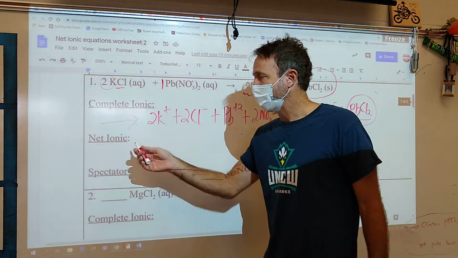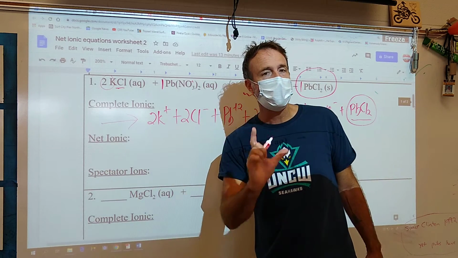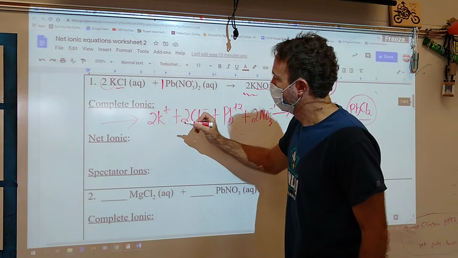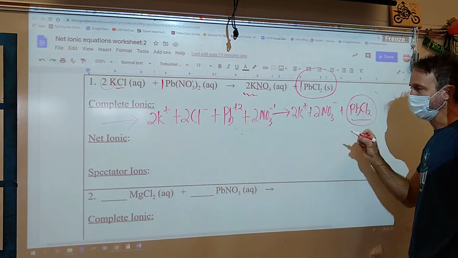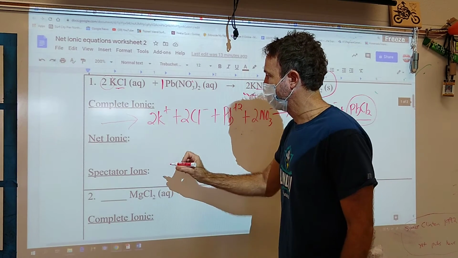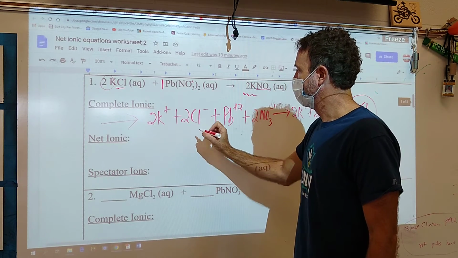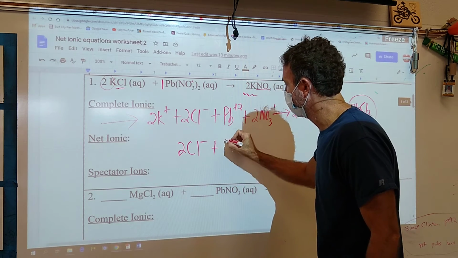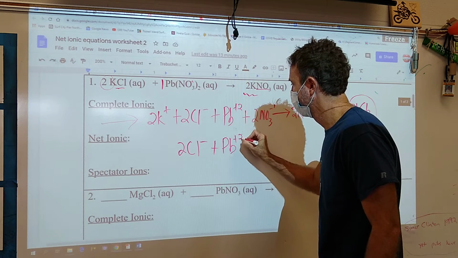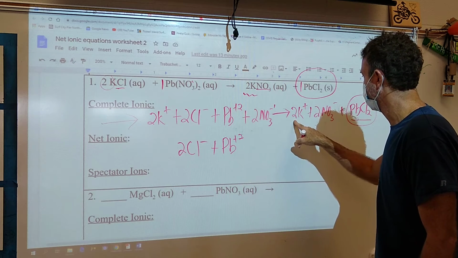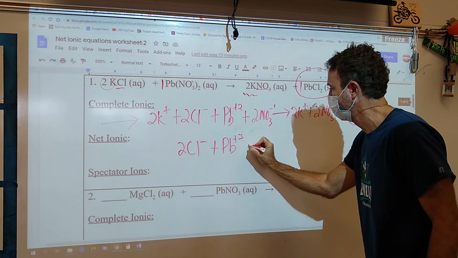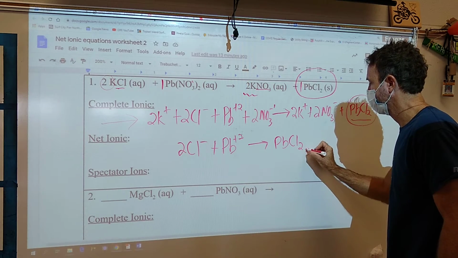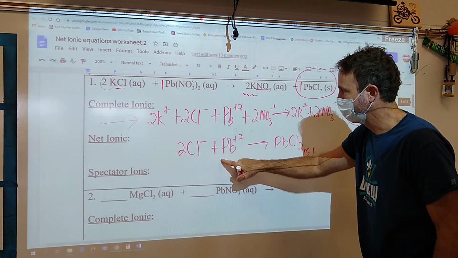Okay? Now, the net ionic is only the things that make the precipitate. So potassium does not make lead chloride, okay? So it's not part of it. Chlorine makes lead chloride. So 2 chlorines and a lead that's +2. This isn't in it, this isn't in it, this isn't in it. Boom, they make this. Make the precipitate, which is PbCl2. That is the net ionic.